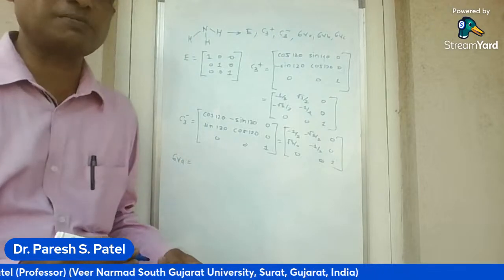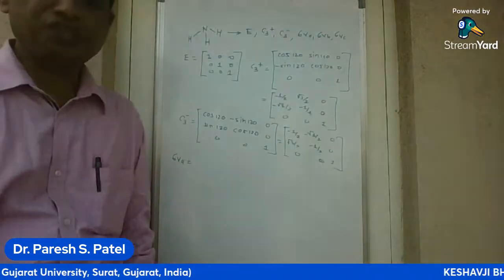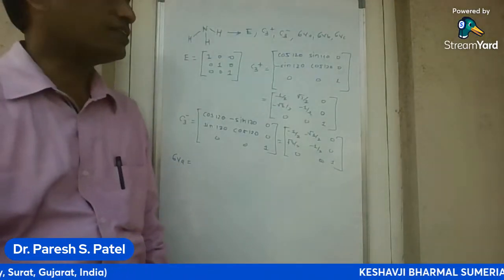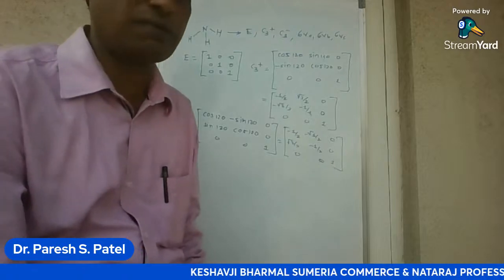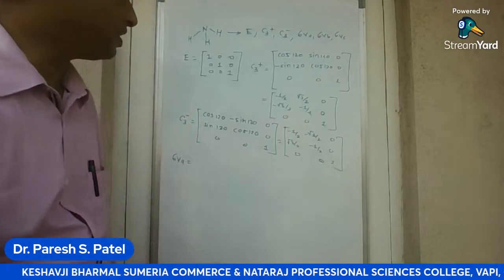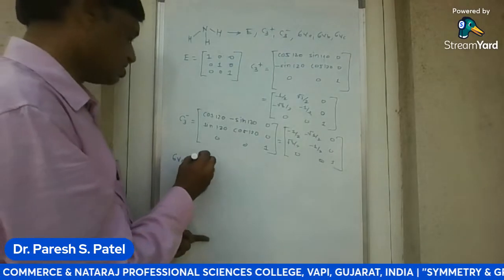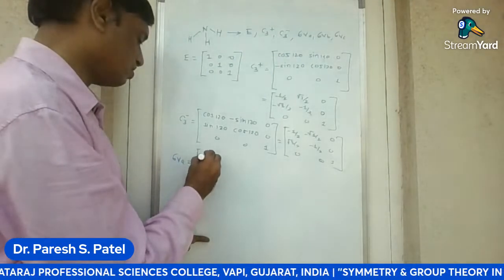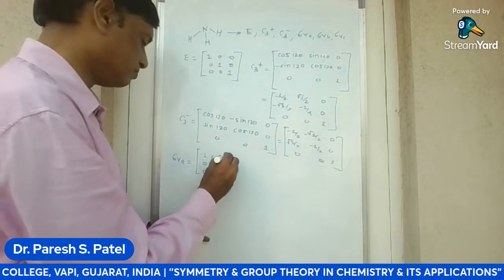Okay, so dear students, remember that in the ammonia molecule, all three vertical planes are examples of the yz plane. So remember that all the vertical planes in the ammonia molecule are a yz plane. So sigma Va is equal to minus 1 0 0, 0 1 0, 0 0 1.